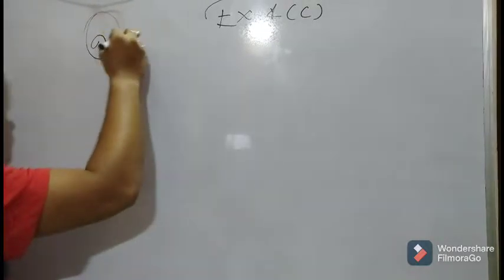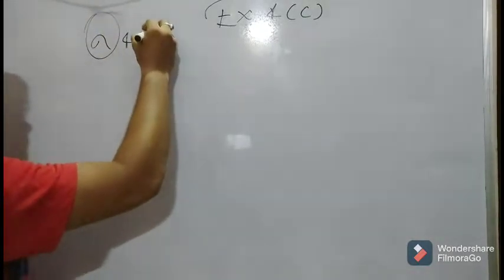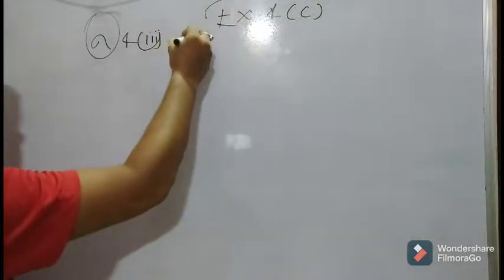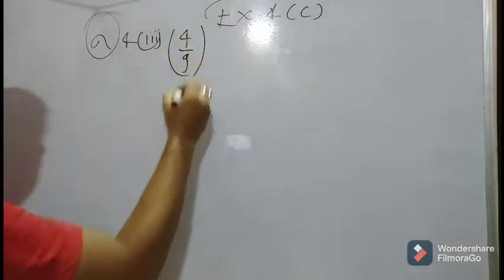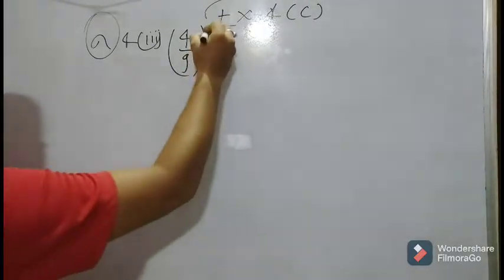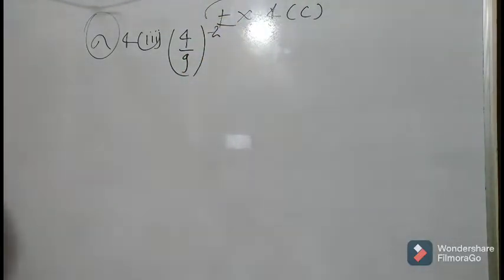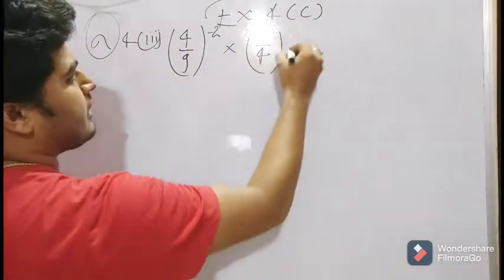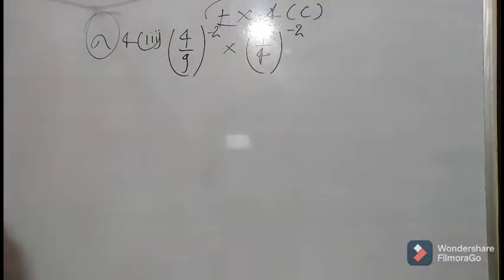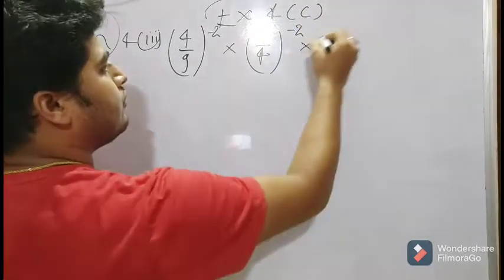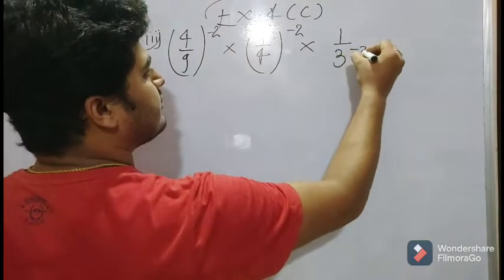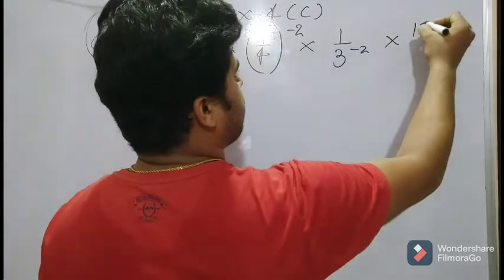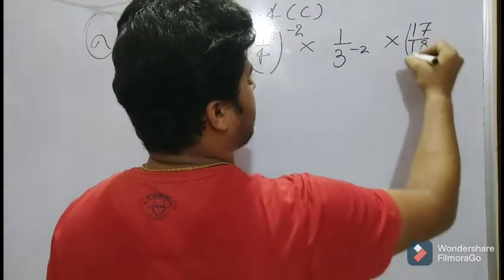Let's see question number 4, third part. In the third part, it is saying 4 by 9 raised to the power minus 2, multiplied by 1 by 4 raised to the power minus 2, multiplied by 1 by 3 raised to the power minus 2, multiplied by 17 upon 18 raised to the power 0.